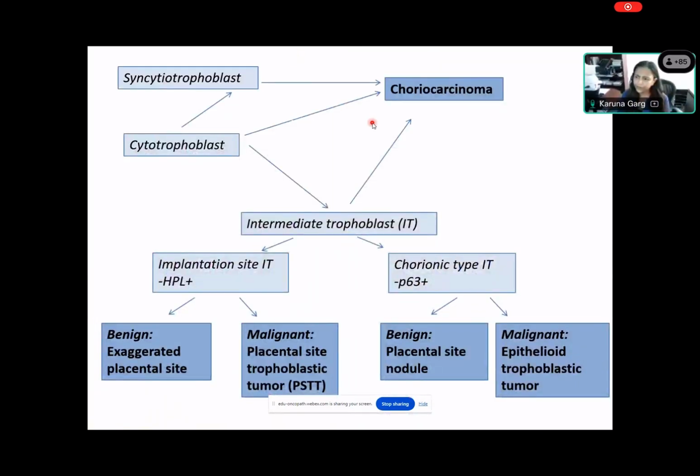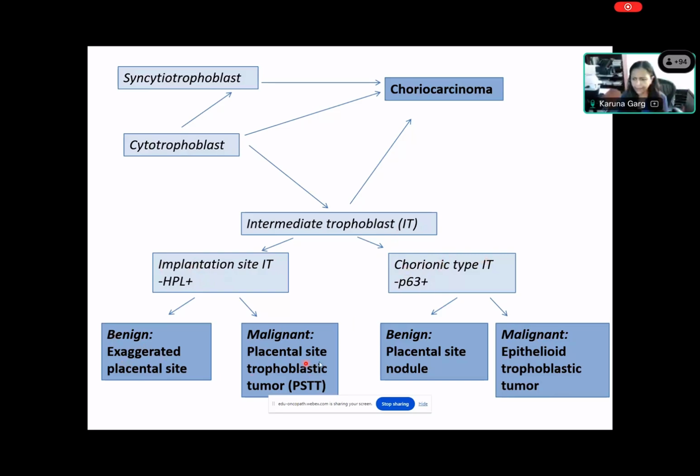So when you think about gestational trophoblastic neoplasms, this is how you think about them. Choriocarcinoma is a mixture of syncytial trophoblasts, cytotrophoblasts, and it also has some intermediate trophoblasts mixed in there. When you think about the other gestational trophoblastic neoplasms, they arise from the intermediate trophoblastic cells. So the placental site trophoblastic tumor, or PSTT, arises from the implantation site intermediate trophoblasts, and these are positive for HPL. The epithelioid trophoblastic tumor, or ETT, arises from chorionic type intermediate trophoblasts, and these are P63 positive.